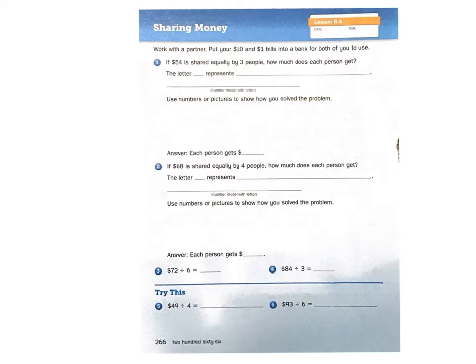Okay, now it's time for us to try this all together. I'd like you to get your math journal, and once you've gotten it, I want you to turn to page 266. So you might need to pause this and go get your math journal if you don't have it already, and turn to page 266. At the top of this page, you will notice that it says work with a partner. Put $10 and $1 bills into a bank for both of you to use. We are not worrying about that. We're just going to do this together.